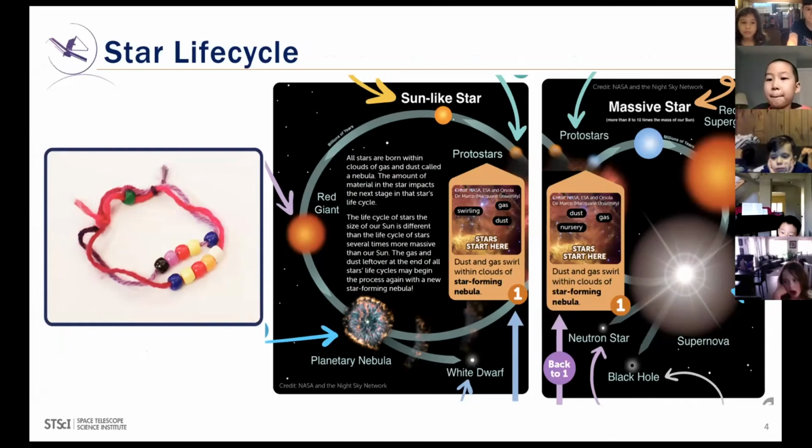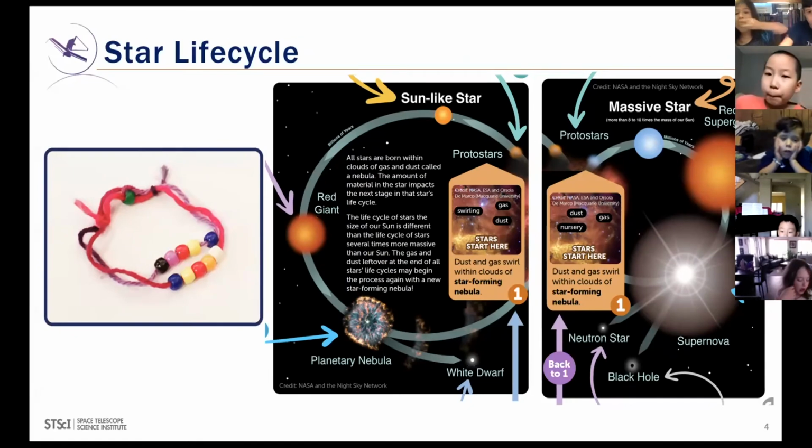You can even make this really large and hang it on your wall or something like that. Be creative. That's the best thing about anything in life. So the handout that you got for this, there's a cycle for sun-like stars and there's a cycle for massive stars. So I wanted to give you guys some tools to remember all these different phases.